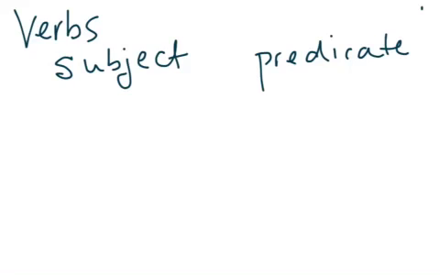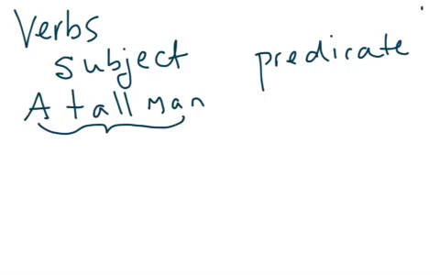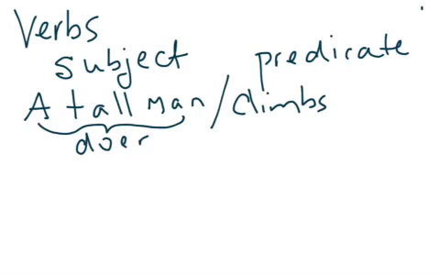Here's our example. A tall man, think of Mr. Cleary. Tall man is the subject, the doer. And he is going to climb stairs. So a tall man climbs stairs. This is the predicate, or the action. So what the doer is doing, and what he is actually doing it to, the stairs.